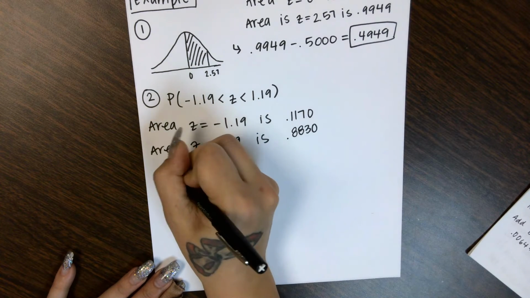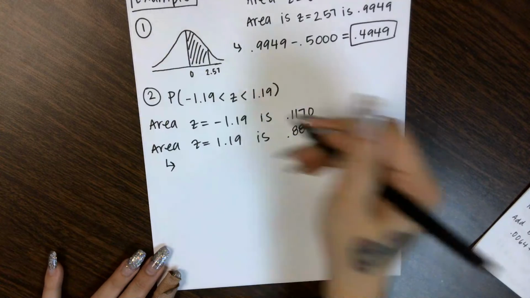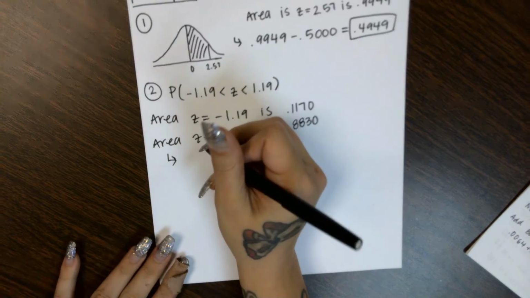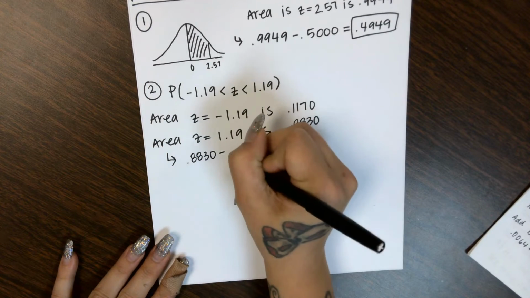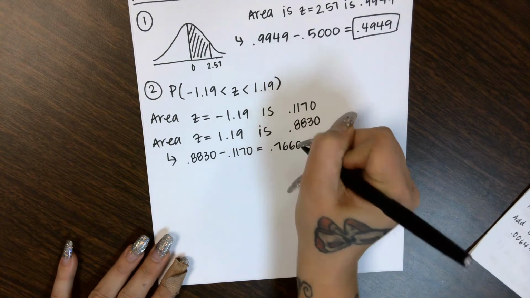And then like the arrow is like, here's me doing my work. Here's the work of the probability and my Z's in between here. I get 0.8830, subtract from that 0.1170, which equals 0.7660. And that's the way you answer it.